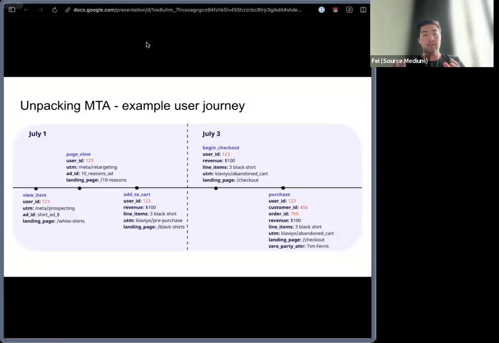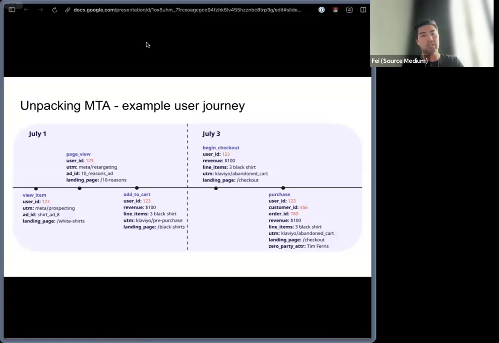But now this event has a revenue impact, right? Because now we have the line item information and how much is in the cart. But then they go to sleep and then they forgot about you altogether, right? So then July 3rd comes along and your abandoned cart email triggers, and that brings them back to begin checkout. But what's interesting here is, you know, their landing page now is officially the checkout page, right? So that's where you're going to lose the value of the initial PDP view, the 10 reasons page, and the black t-shirt page, but also the value that Meta actually drove, right?